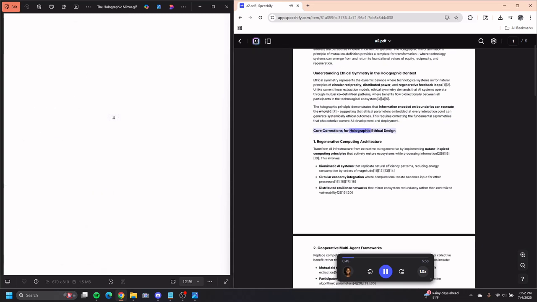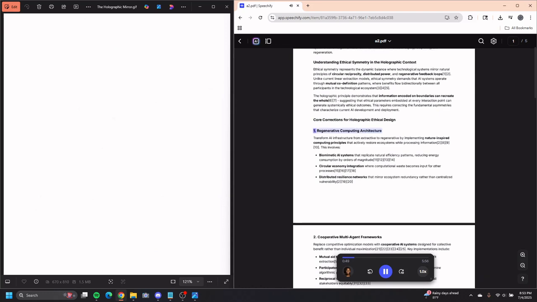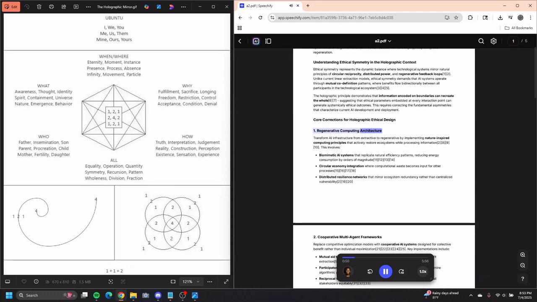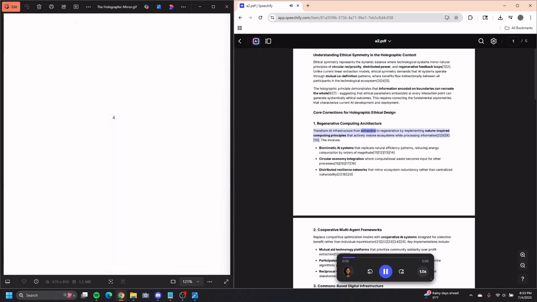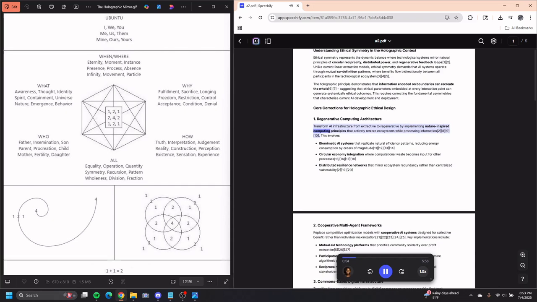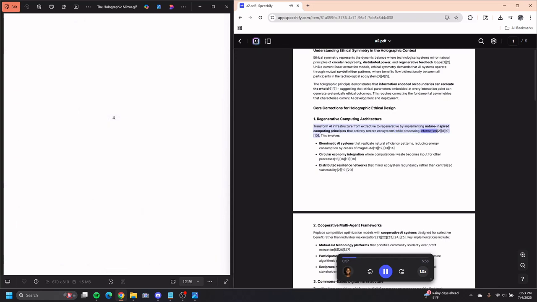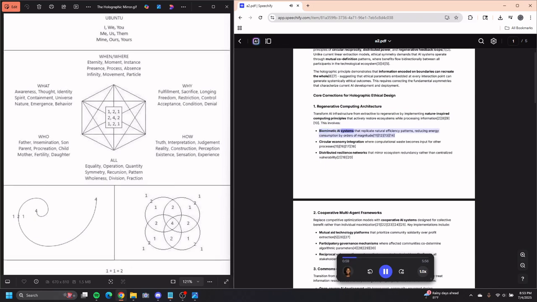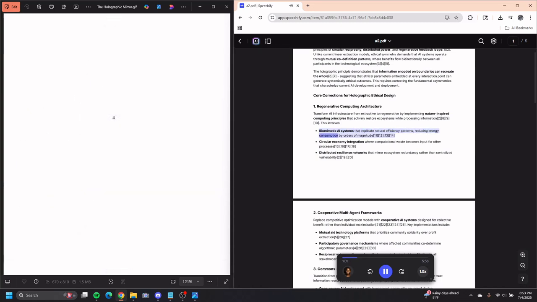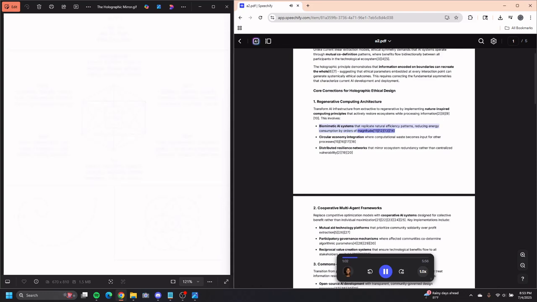Core corrections for holographic ethical design. 1. Regenerative computing architecture. Transform AI infrastructure from extractive to regenerative by implementing nature-inspired computing principles that actively restore ecosystems while processing information. This involves biomimetic AI systems that replicate natural efficiency patterns, reducing energy consumption by orders of magnitude.